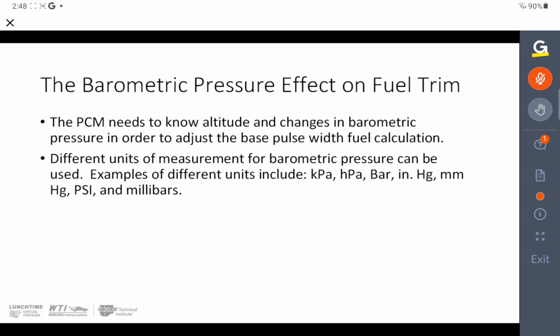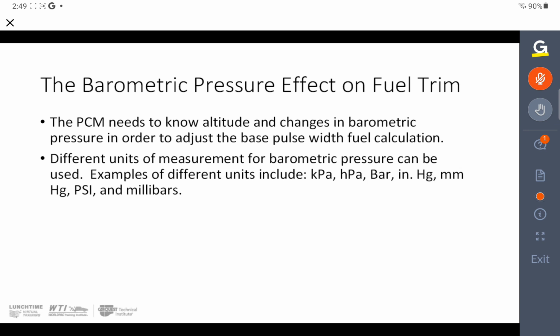Barometric pressure and the effects that barometric pressure has on fuel trims. The PCM needs to know what altitude the engine is operating in. It needs to know changes in barometric pressure in order to adjust the injector pulse width to make sure it has the correct fuel calculation. Different manufacturers use different units of measurement for barometric pressure. I know there are some kPa, hPa, and so on. And depending on the car and the manufacturer you're working on, you may be dealing with a barometric pressure that's giving you the unit of measurement in something that you might not understand.